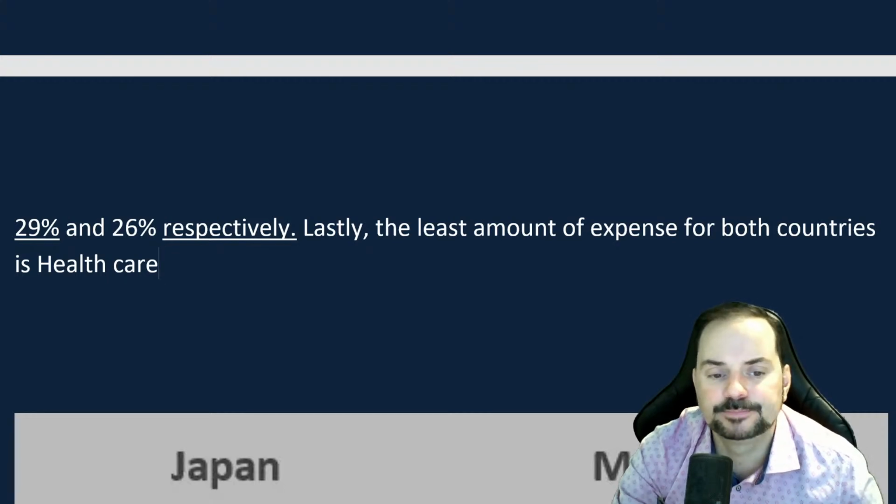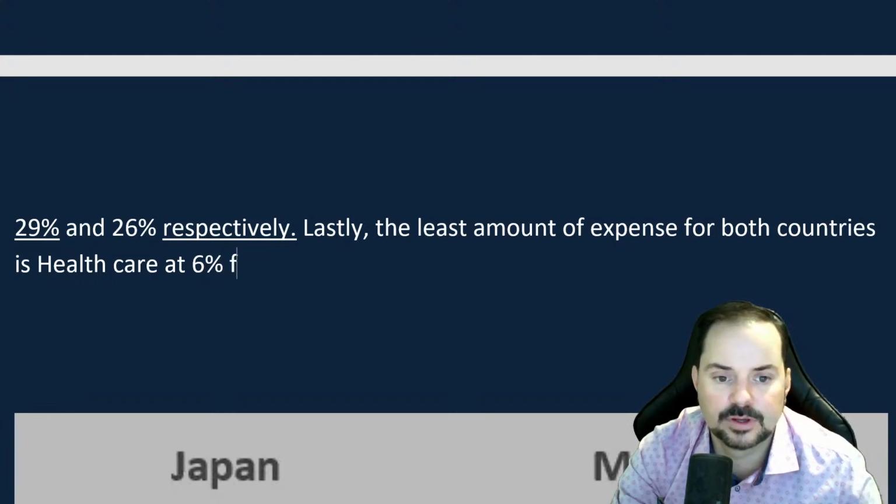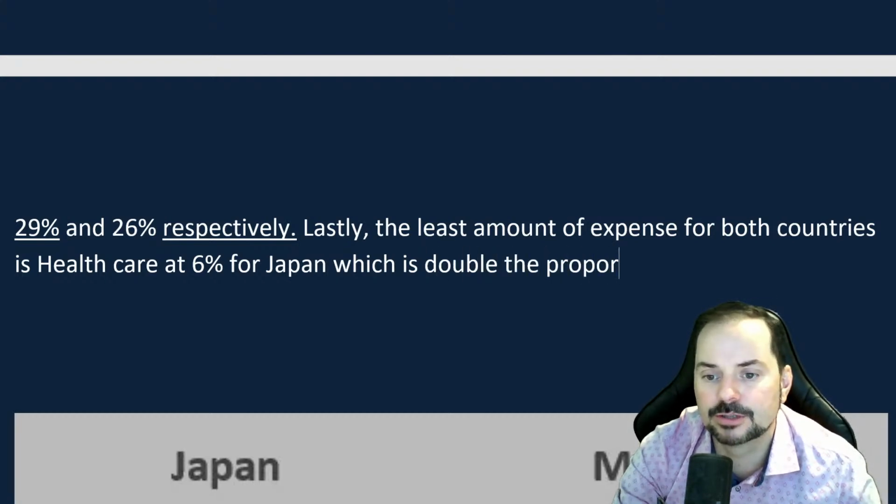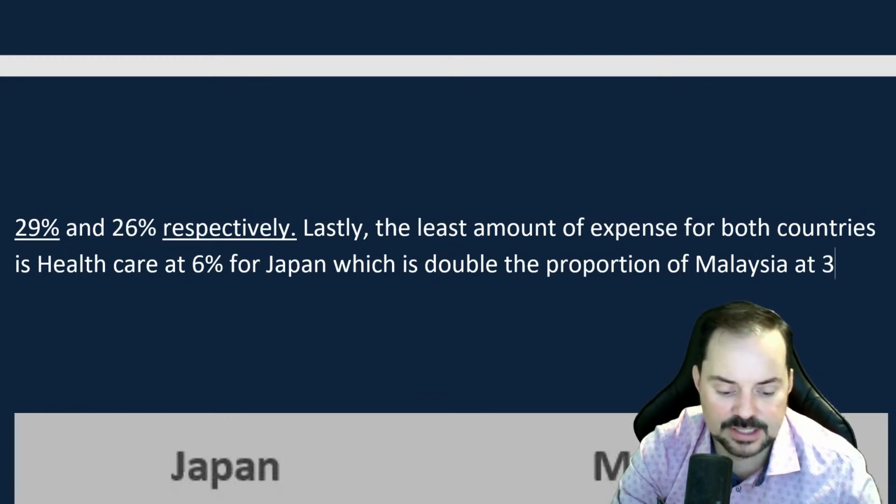Is healthcare at 6% for Japan, which is double the proportion of Malaysia at 3%.